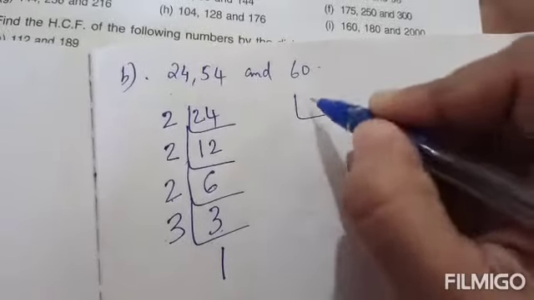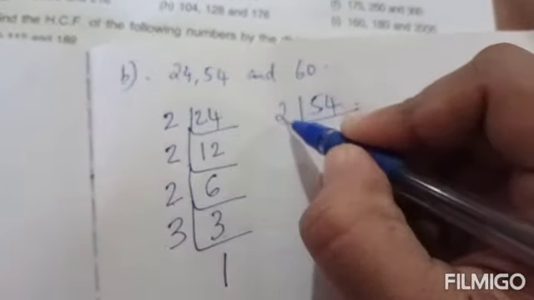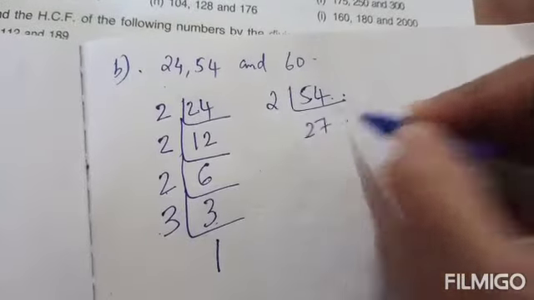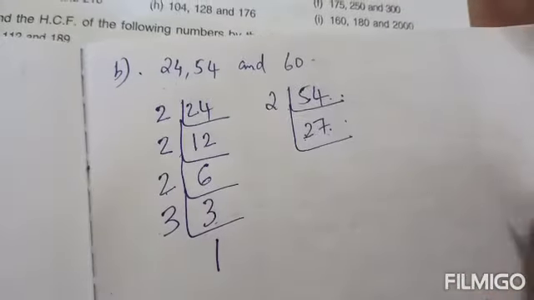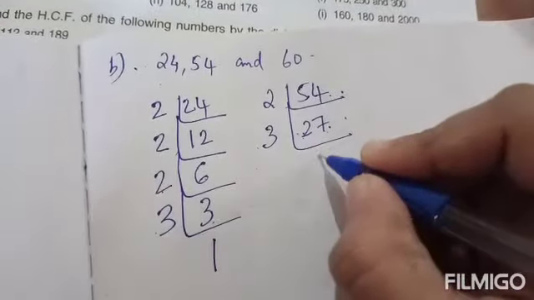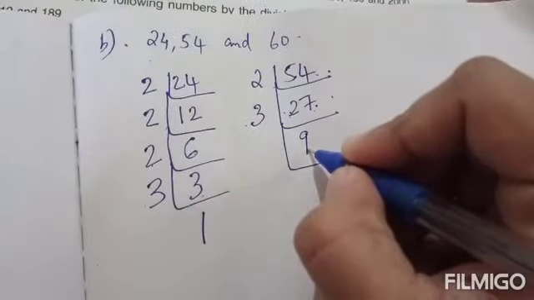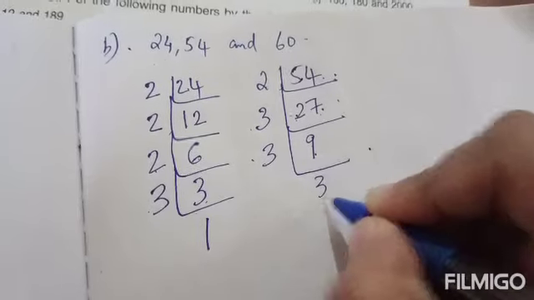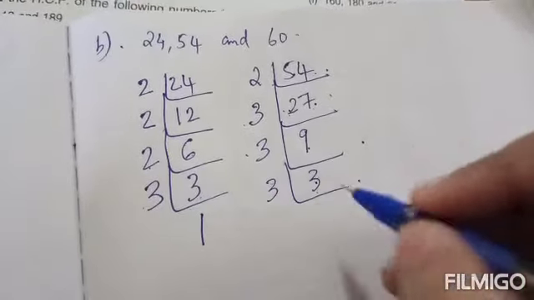Okay, next 54. 54 you can divide it by 2, so 54 divided by 2, 27. Okay, 27 is divisible by 3, so 27 divided by 3, 9. Okay, 9 is divisible by 3, so 9 divided by 3, 3. Okay, 3 divided by 3, 1.